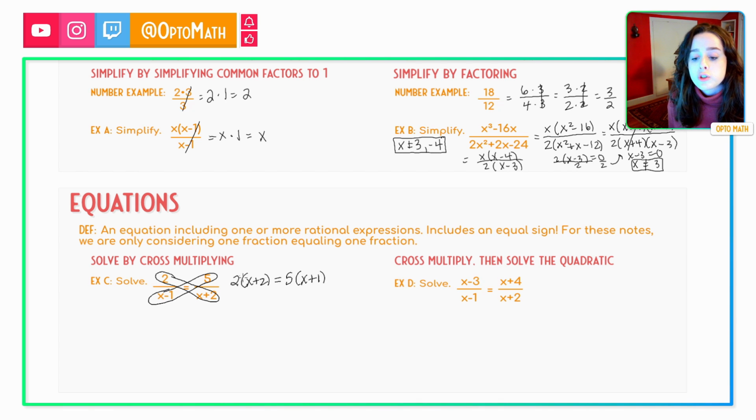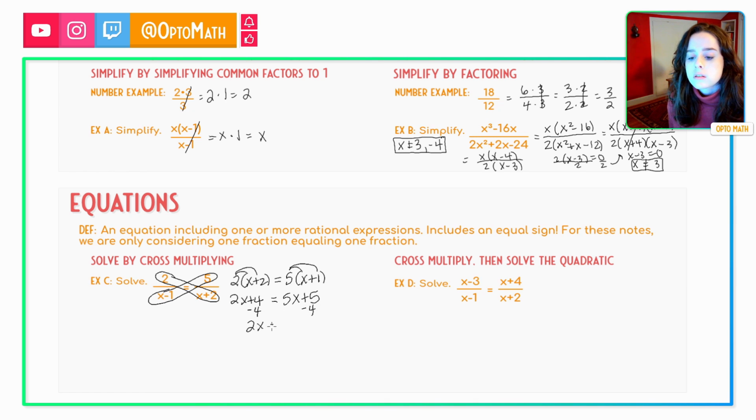Now we want to do distribution. So we're going to distribute our 2 to get 2x plus 4. Still have our equal sign. Distribute our 5 to get 5x plus 5. And now we're going to solve this. So let's get our numbers together. We could subtract 4 from both sides.